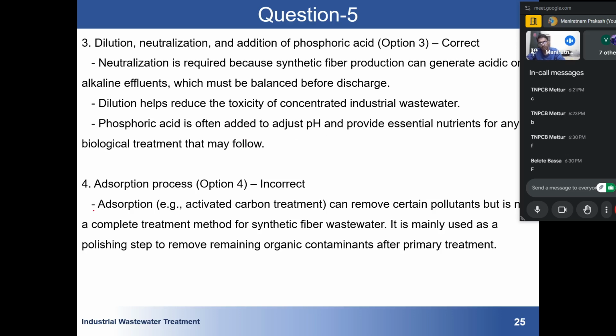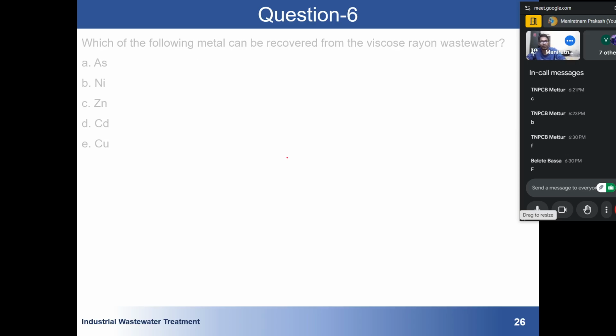Then we have adsorption. It can remove certain pollutants, but it is not a complete treatment method for synthetic wastewater. It is mainly used as a polishing step to remove remaining organic contaminants after primary treatment. So the correct answer was 2 and 3. That is F.